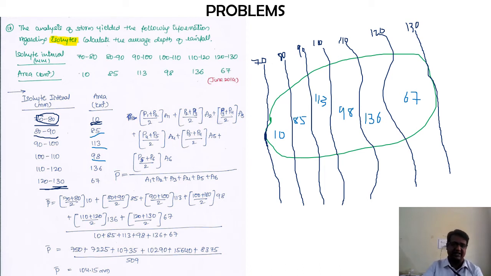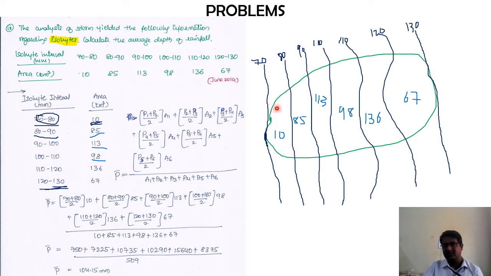Okay, now keeping this in mind, if I need to go for the solution of this, ultimately here also what do I want? I want to determine the mean precipitation, calculate the average depth of rainfall over here. So here also what I'll do, as we have done in the Thiessen polygon, we'll take the average of this, because ultimately this is the effective area.